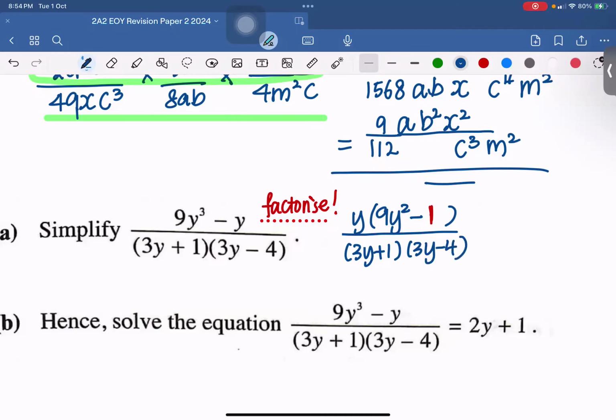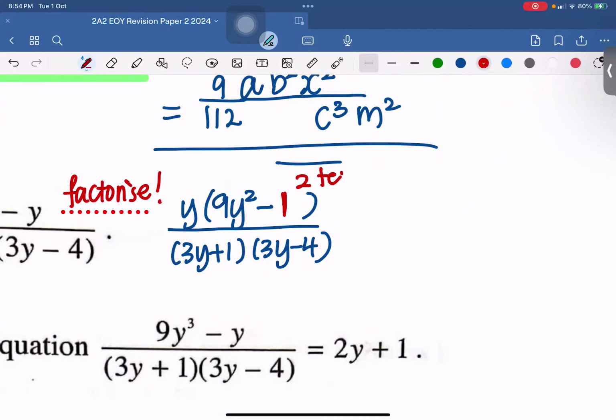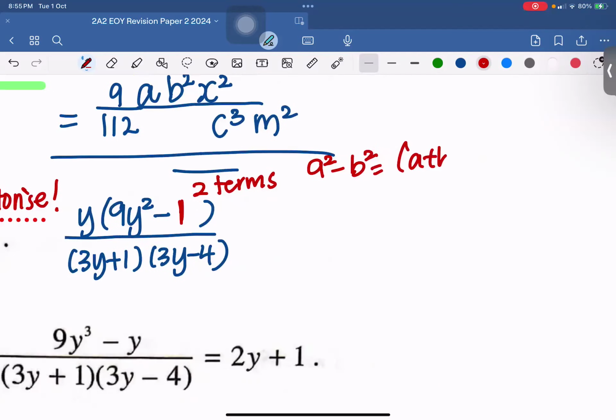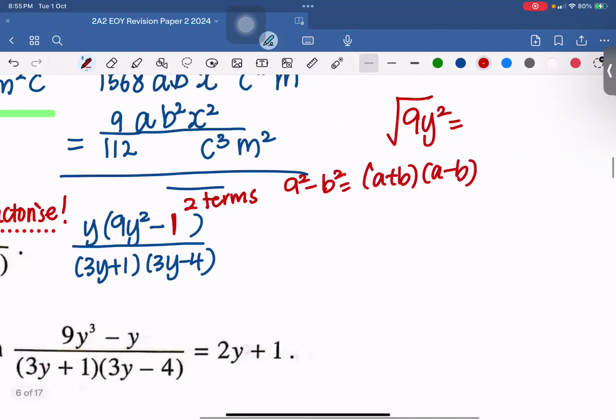But you'll notice this is not done yet. This one has 2 square terms. 9y square must be a square. This is the pattern: A square minus B square is bracket A plus B, bracket A minus B. So we think, square root of 9y square, what does that give you? 3y. Square root of 9 is 3, 3y.